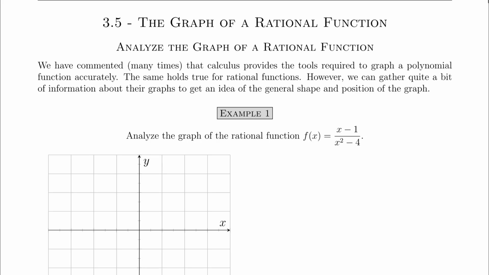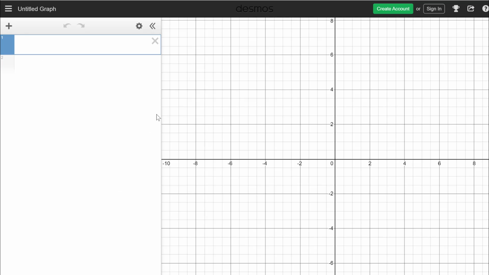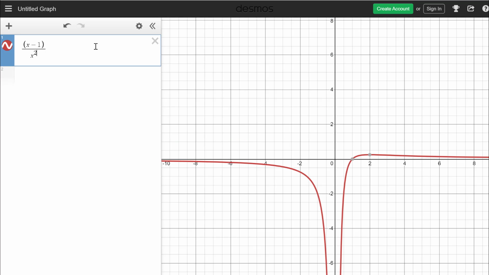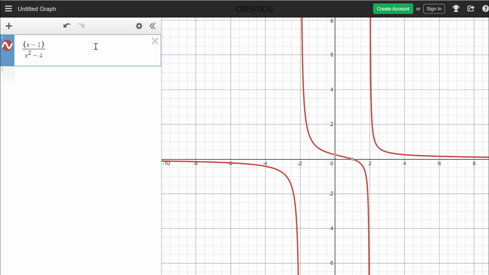So example 1, it just says analyze the graph of the rational function f of x equals x minus 1 over x squared minus 4. As we've done in the past, we're going to use Desmos today. So we're just going to type in the equation x minus 1 over x squared minus 4. There we go. So there's our graph of the given function, and you can see, looking at the graph there on the right, we have two vertical asymptotes at -2 and +2.